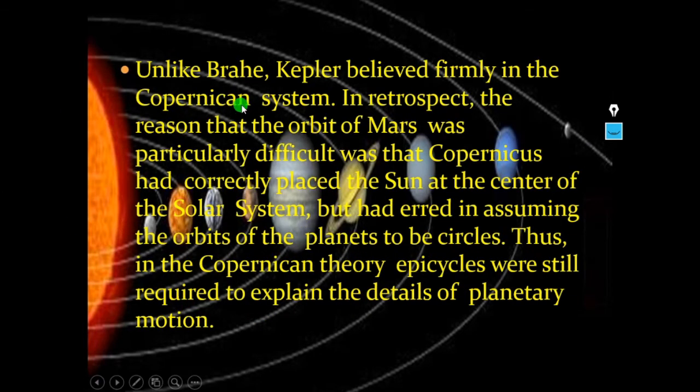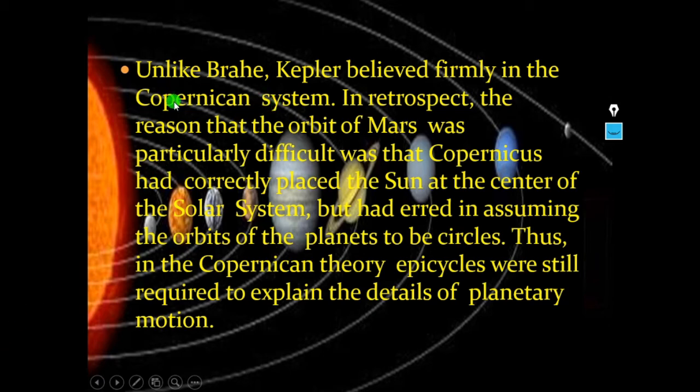Unlike Brahe, Kepler believed firmly in the Copernican system. In retrospect, the reason that the orbit of Mars was particularly difficult was that Copernicus had correctly placed the sun at the center of the solar system, but had erred in assuming the orbits of the planets to be circles. Thus, in the Copernican theory, epicycles were still required to explain the details of planetary motion.